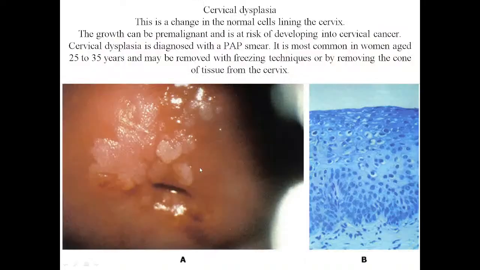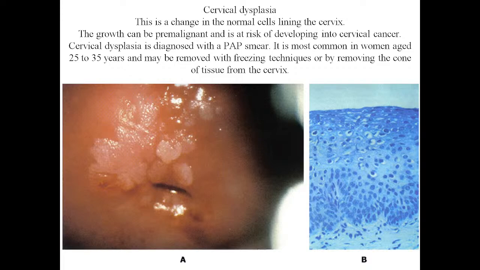Okay, next type of premalignant tumor is cervical dysplasia, of the cervix of the uterus. This is a change in the normal cells lining the cervix. The growth can be premalignant and is at risk of developing into cervical cancer.